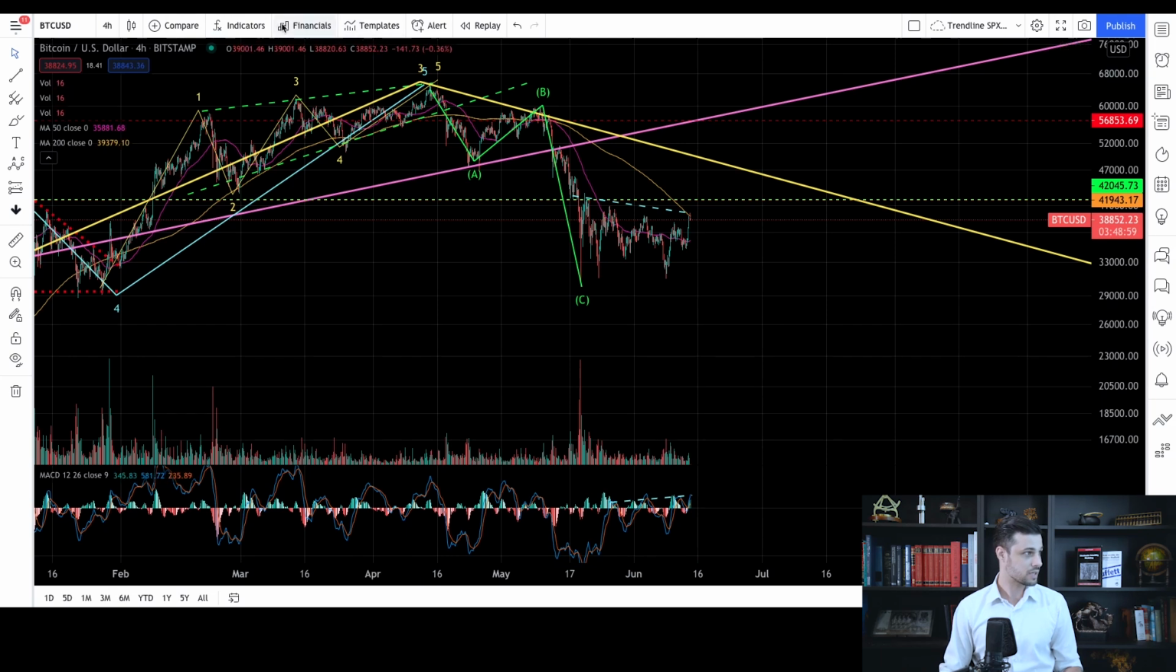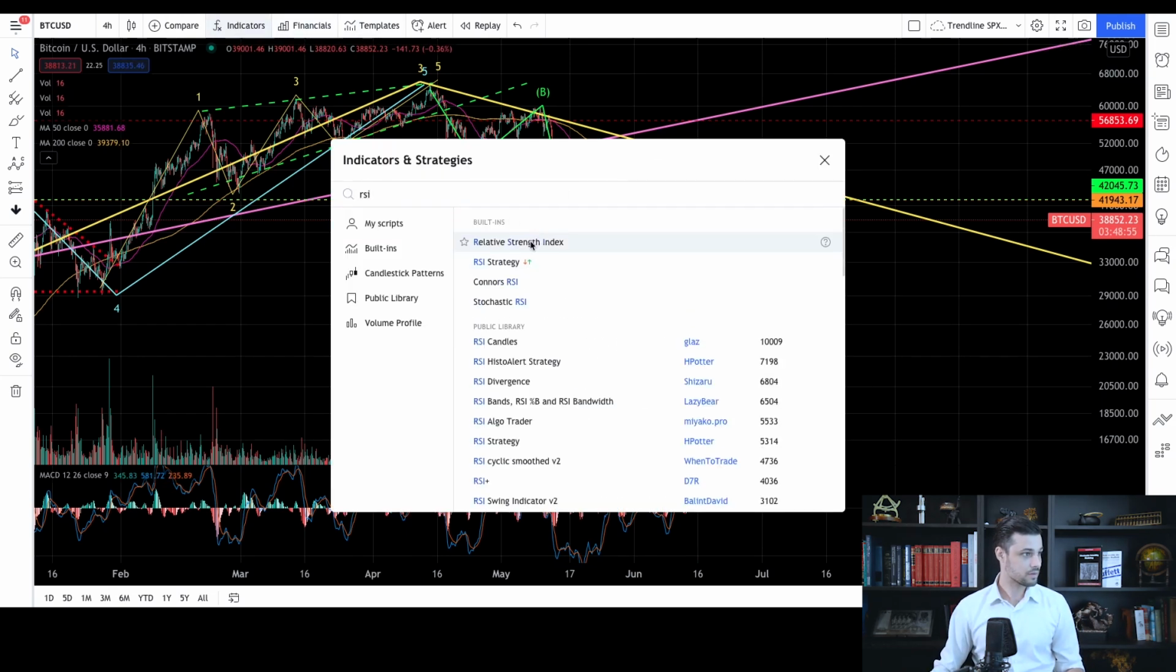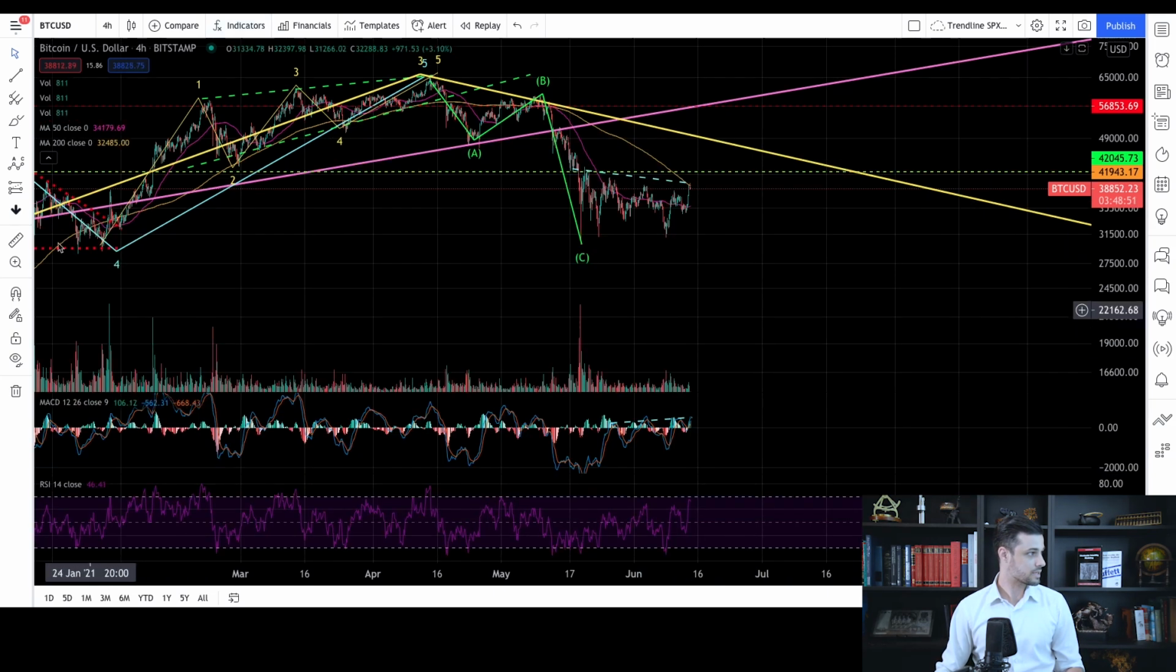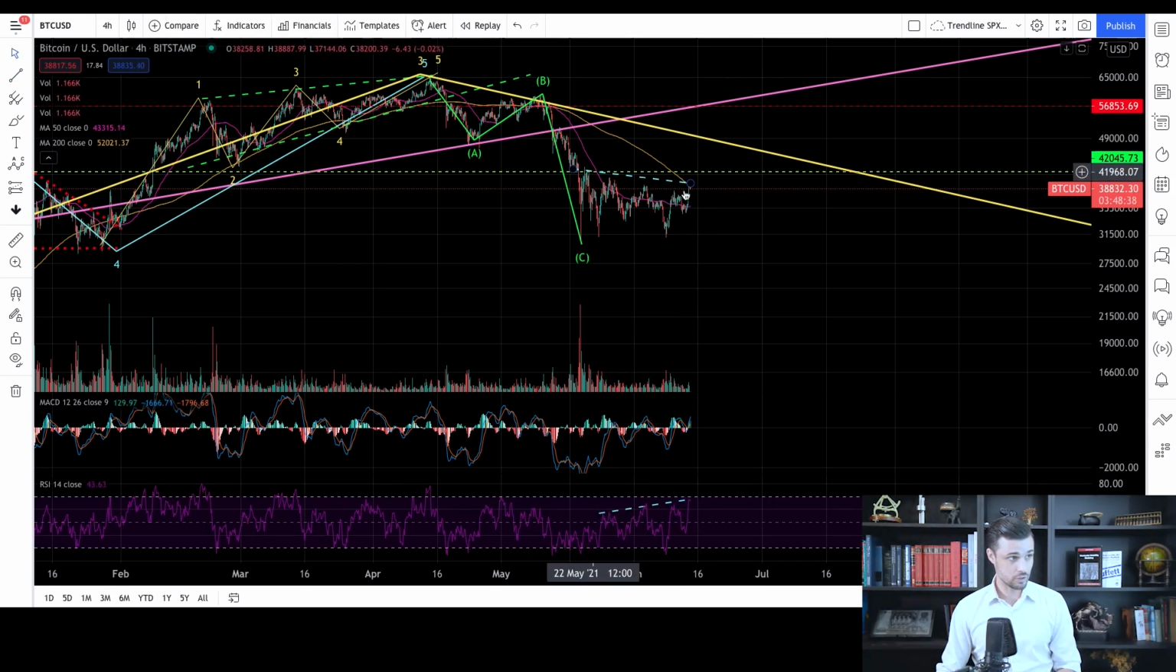So in these situations, I like to add the RSI. And with the RSI, you can do this divergence with any momentum indicator: RSI, stochastic, MACD. And on the RSI, it's very clean. The divergence is obvious. You see here, RSI going higher, market going lower.